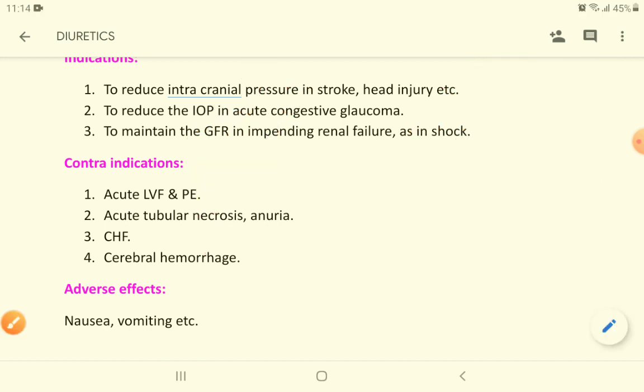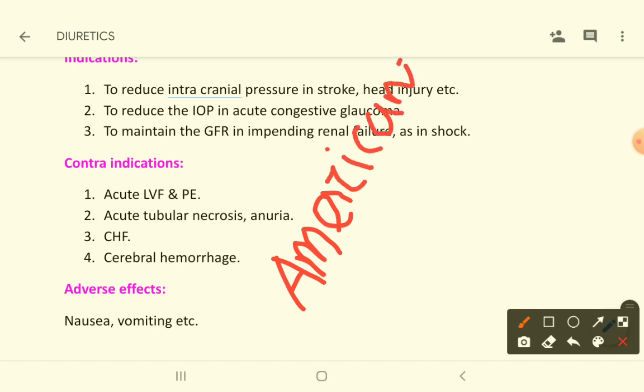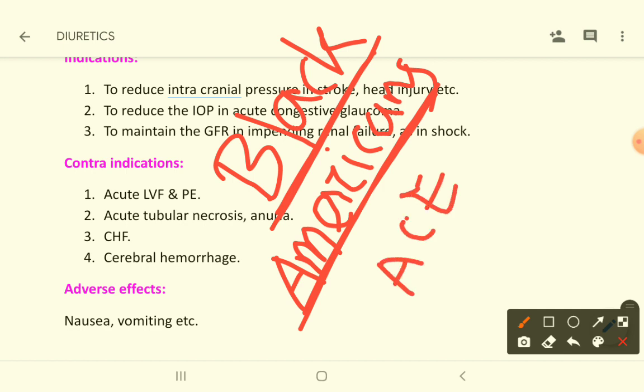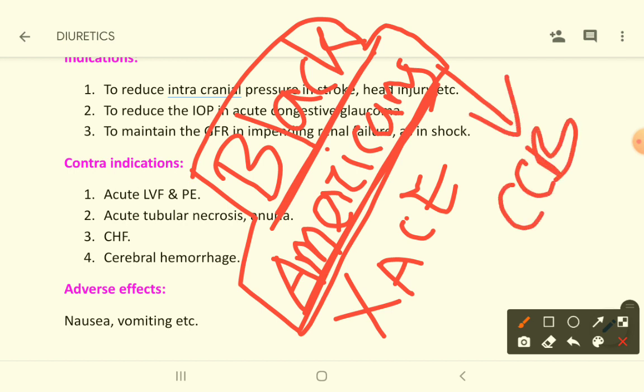Okay, and in case of African Americans, or you can say the black Americans, if they are young, still you will not use ACE inhibitors or ARBs. Why? Because these people also do not have very high levels of angiotensin. For that reason, in those patients you will use calcium channel blockers. Okay.